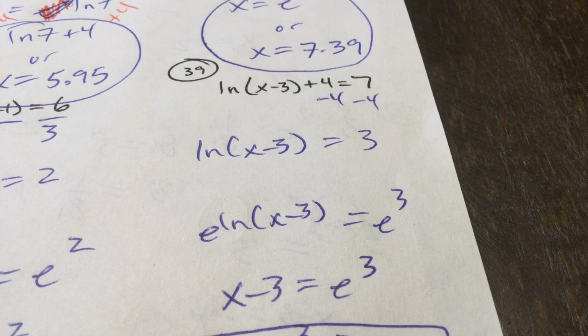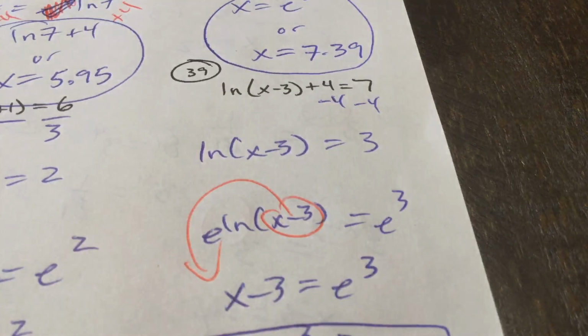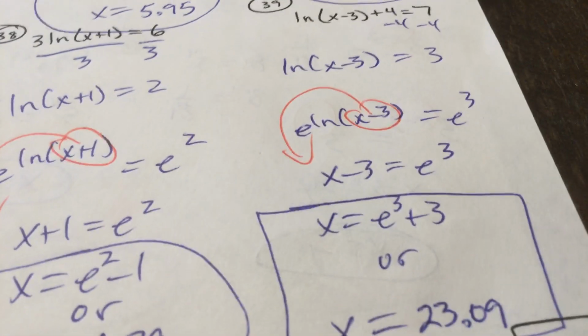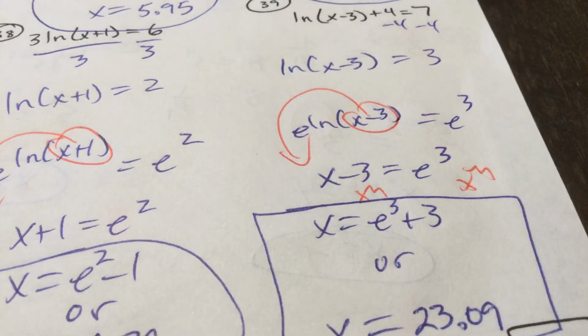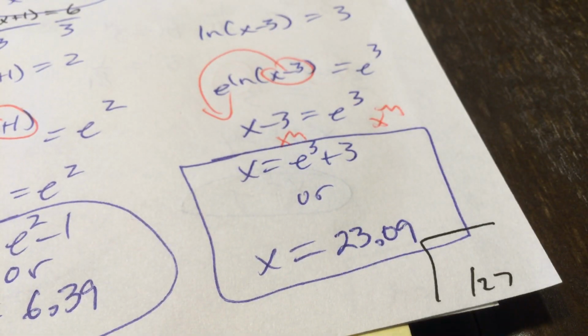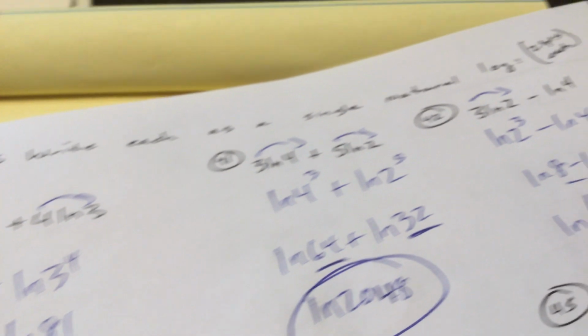And on 39, subtract 4 from both sides. Natural log of x minus 3 equals 3. Attach e as the base. x minus 3 is going to come down, equals e to the third. Add 3 to both sides. e to the third plus 3. And write each as a single natural log.